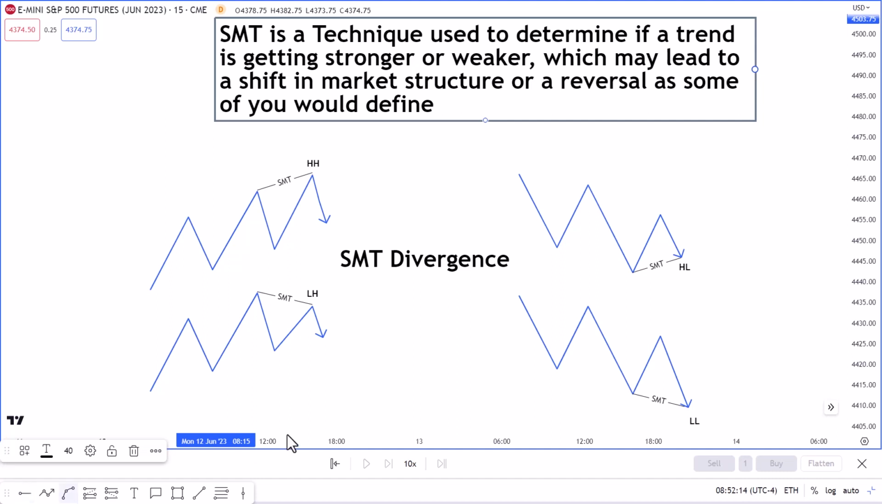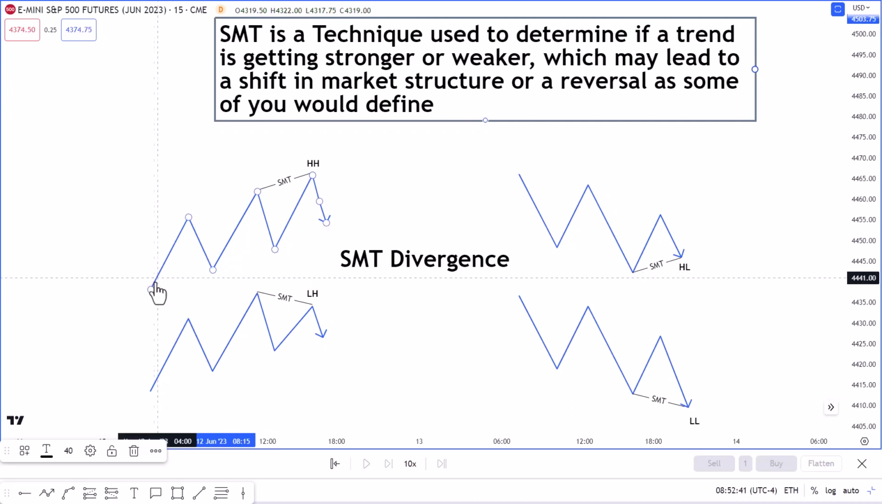For example, we have two different assets that are moving symmetrically. We might have assets like the US 30, US 100, US 500. These are symmetrical pairs, which means they are moving in correlation with one another. So if we have assets or commodities like this that move symmetrically and then there is a breach in symmetry, we then have an SMT.